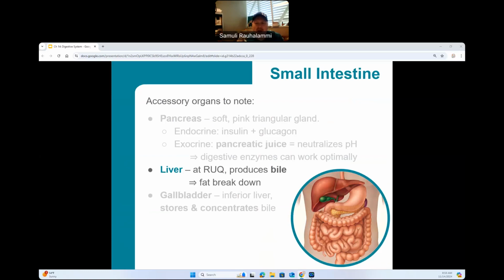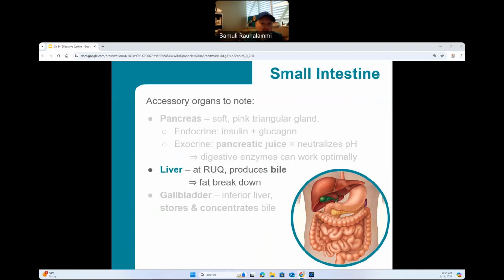Bile is this yellow-green watery solution. The color actually comes from the bile pigment that we have in this mixture. And the purpose of bile is to emulsify fats. And what I mean by saying that it emulsifies fats is that it breaks down fats.